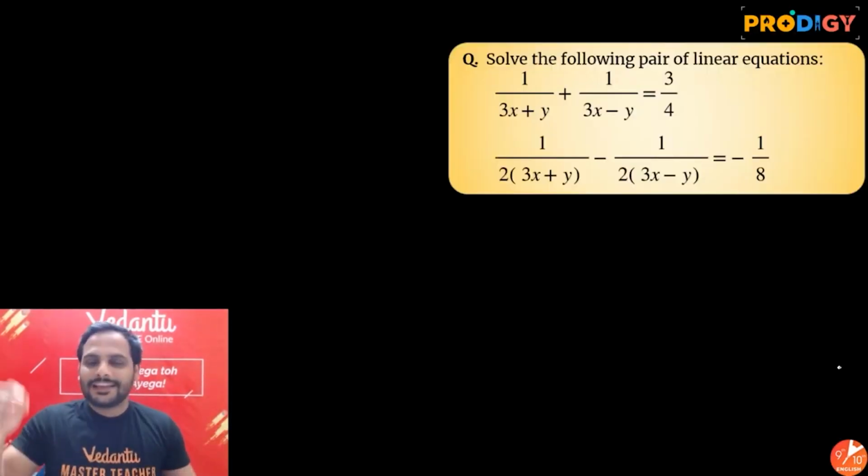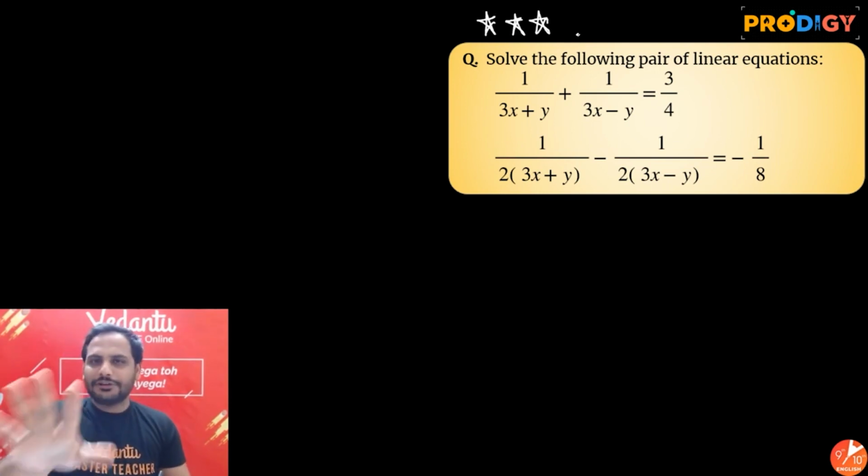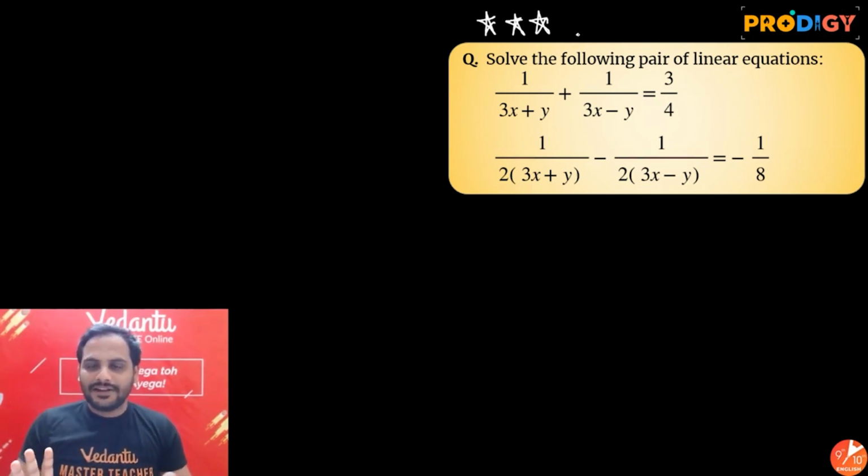Now, coming to the most important question, our question of the day. Solve the following pair of linear equations. Now, I think you must be very comfortable with it. Can you see over here?